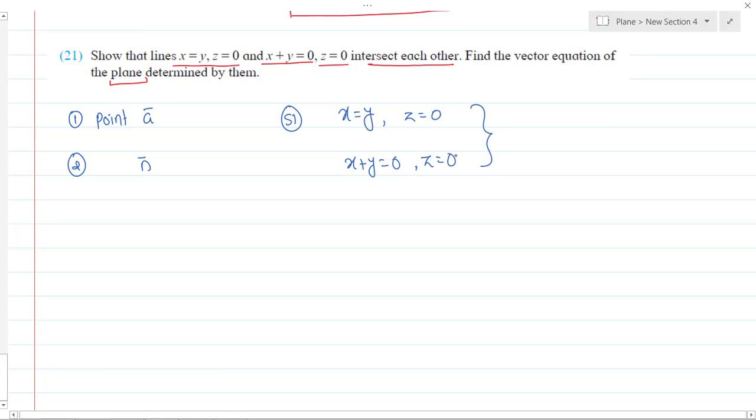Just by observation, what you can say is that these are both equations of a line, and these two lines are passing through the origin (0, 0, 0). Yes or no? Because they satisfy the equations: 0 equals 0, z equals 0; 0 plus 0 is 0 and z equals 0. That means these two lines are passing through the origin.